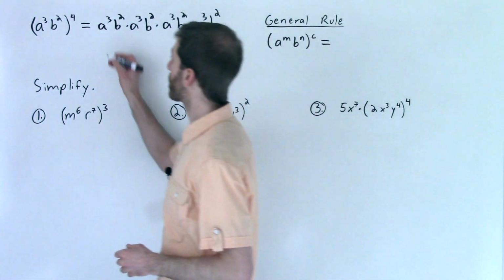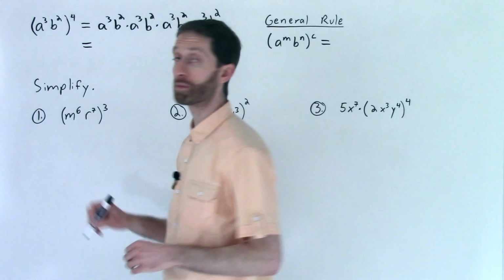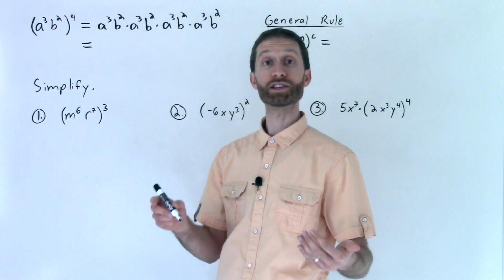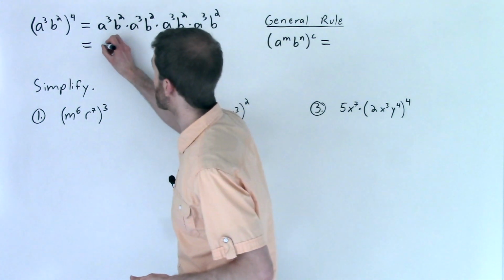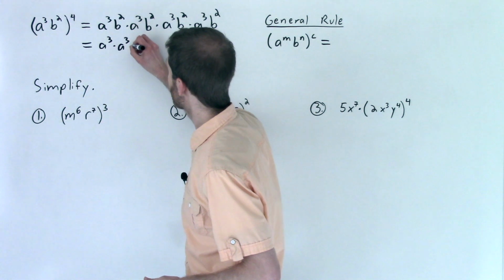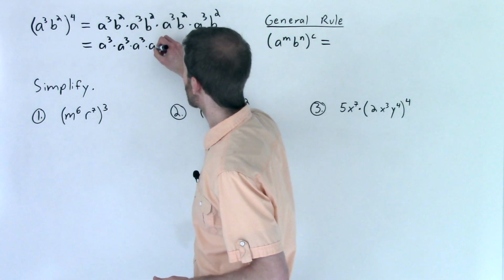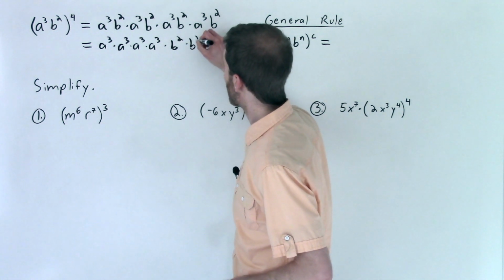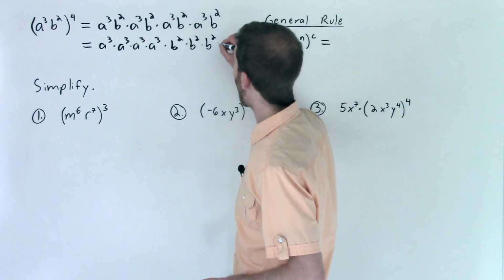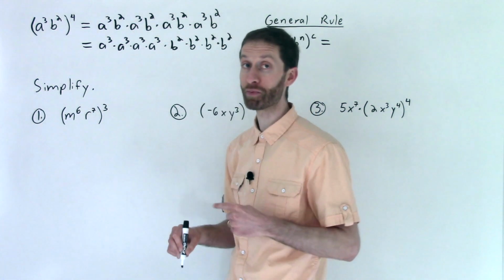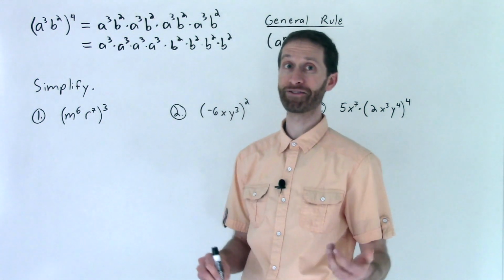So what you've got going on here is, if we use the commutative property and regroup everything based on the same base, we're going to get a cubed times itself 4 times. So you have this going on. And then you're going to get b squared multiplied by itself 4 times. And again, I'm going over why this works, this rule that we're about to come up with, not how you're to do every problem. This would be insane if you had to do this every time.